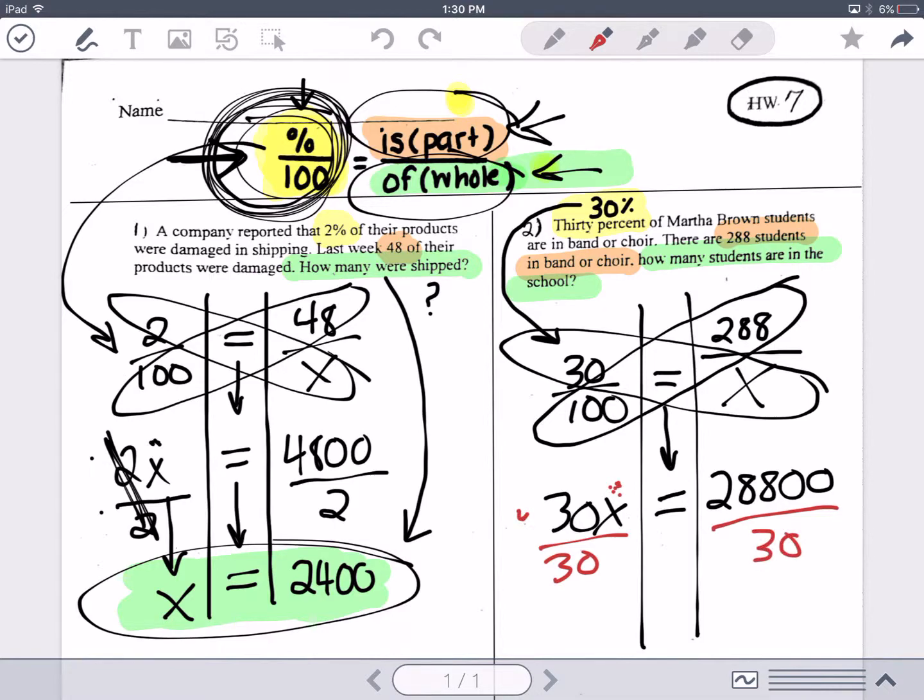30 divided by 30 is 1. Those cancel out. The x drops down. x, I'll bring down my equal sign. x equals, okay, 28,800 divided by 30. I need my calculator for that.